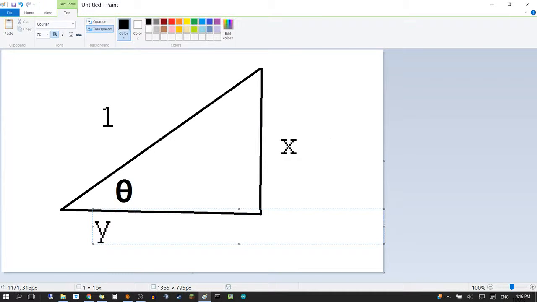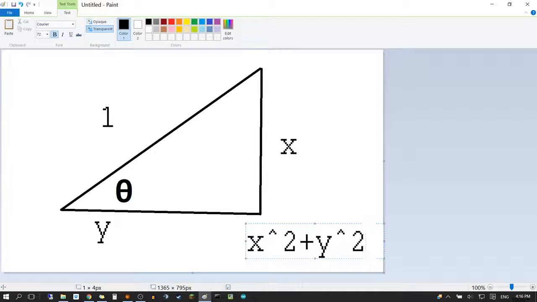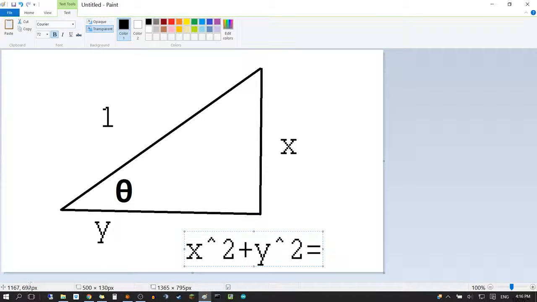And then what we know from the Pythagorean theorem is that x squared plus y squared has got to equal the hypotenuse squared. The hypotenuse is 1, so this x squared plus y squared equals 1. There we go.